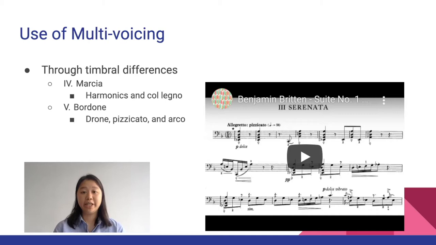Here's the beginning of the fifth movement, Bourdon, which means drone. There are three voices in the opening of the movement: the drone, pizzicato, and arco.